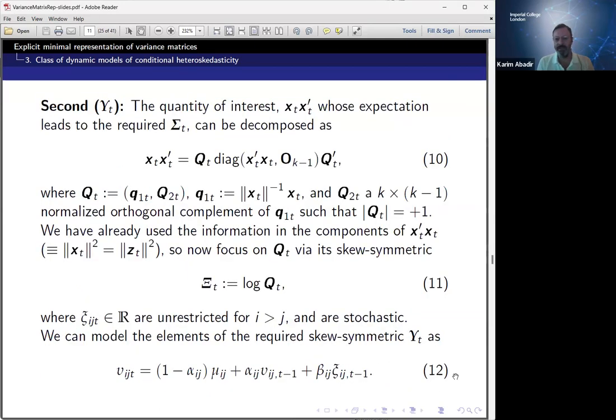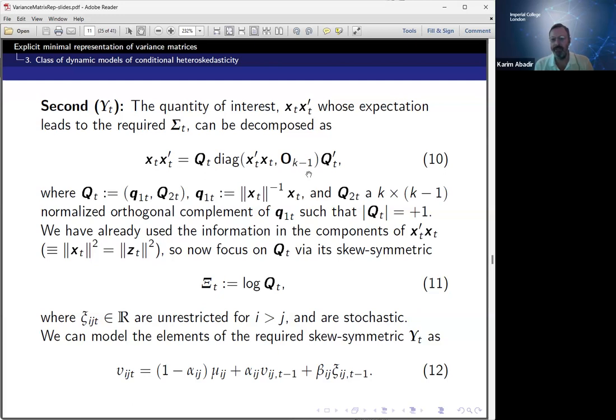The second component is a bit trickier. The second component is the upsilon, the skew symmetric. So let's go back to what we want to model. It's the quadratic quantity of interest whose expectation or conditional expectation is leading to the conditional variance sigma. So that quadratic function, we want to decompose it and extract the component that we haven't used yet. The decomposition of xx prime is given in equation 10.